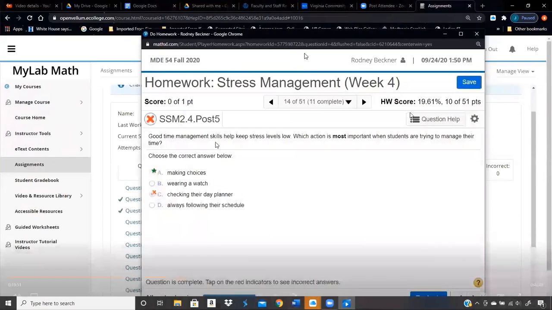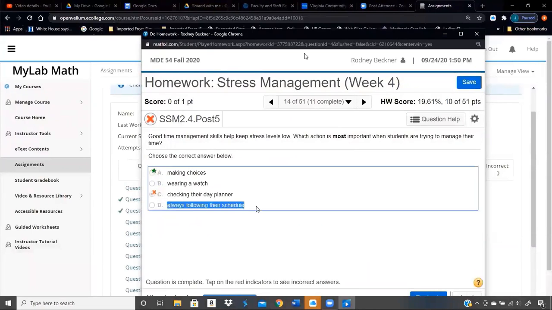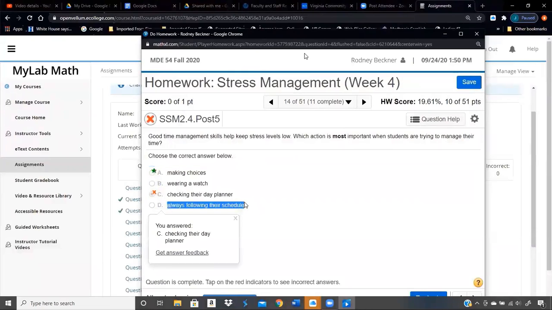Good time management helps keep stress levels low. Which action is most important when students are trying to manage their time? I mean, this is the first priority. This is definitely the first priority. I'm going to argue with this answer a little bit. Making a schedule and following it to the best of your ability would be the most important, in my opinion.